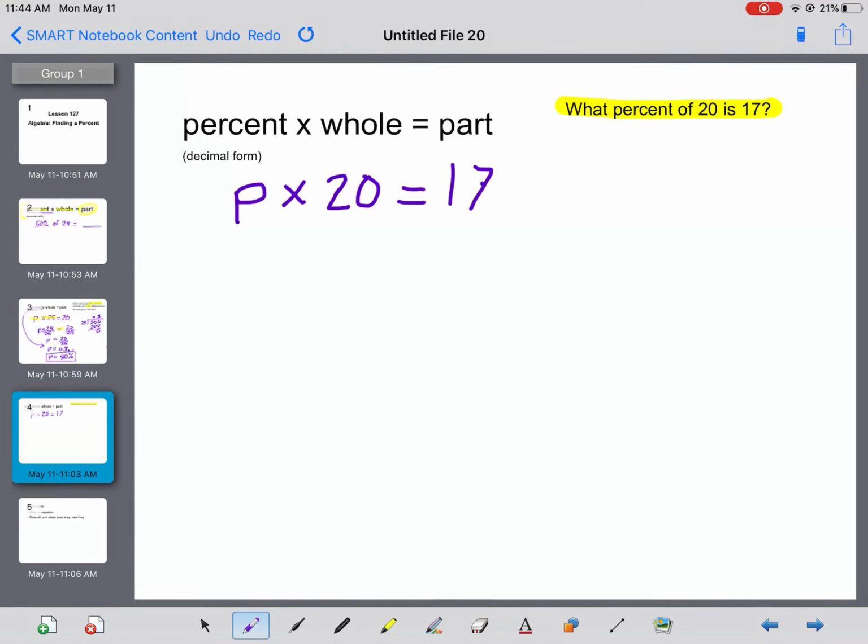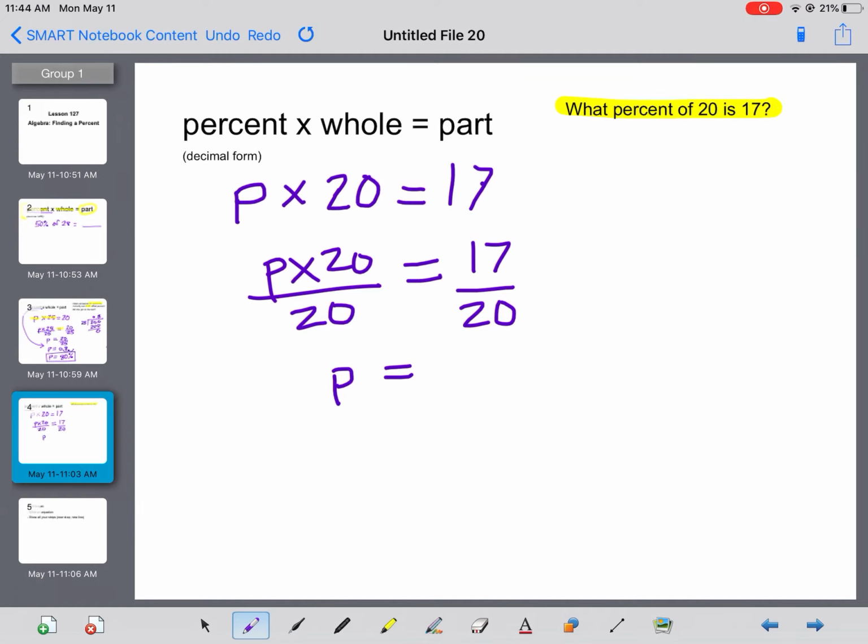And once you have that equation set up, all you have to do is follow the exact same steps. What's being done to P? It's being multiplied by 20. To get rid of that, we want to divide by 20. In order for the equal sign to be true, if we divided by 20 over on the left, we have to divide by 20 on the right. So we end up with P equals 17 over 20.